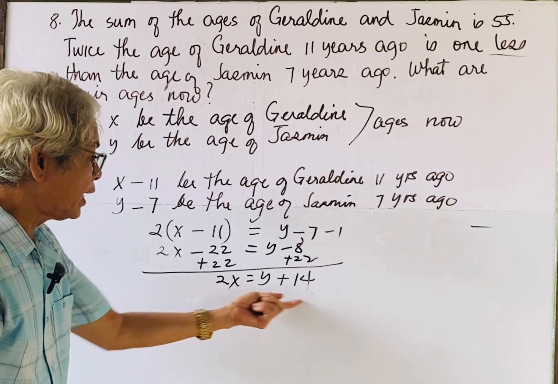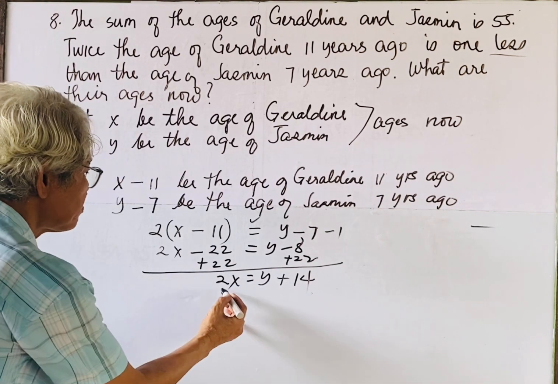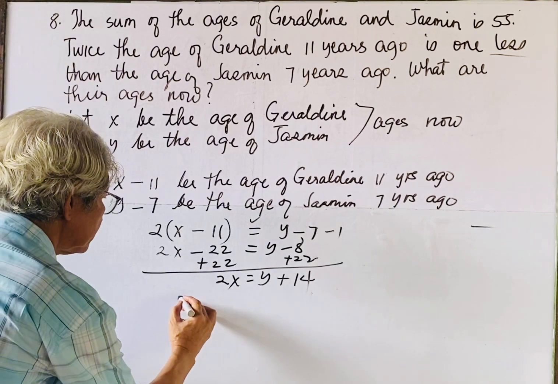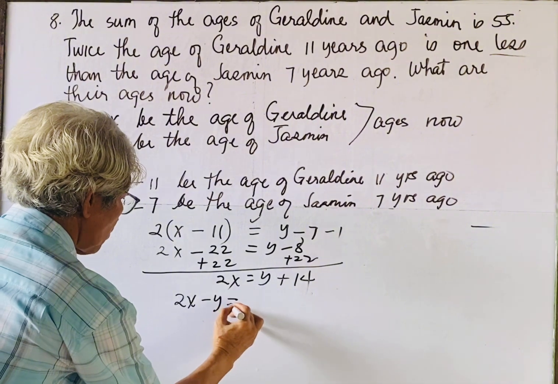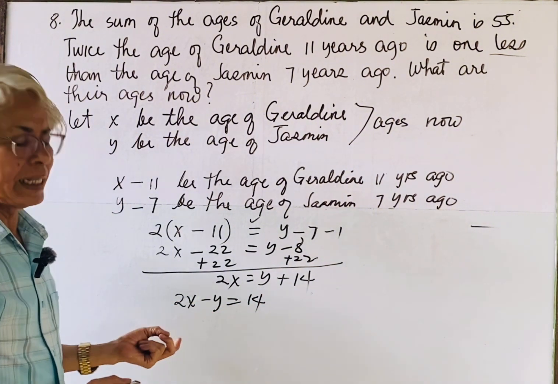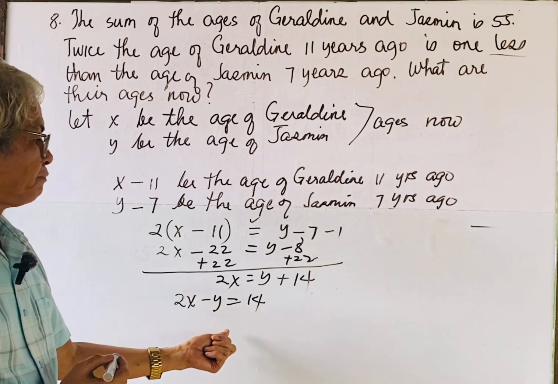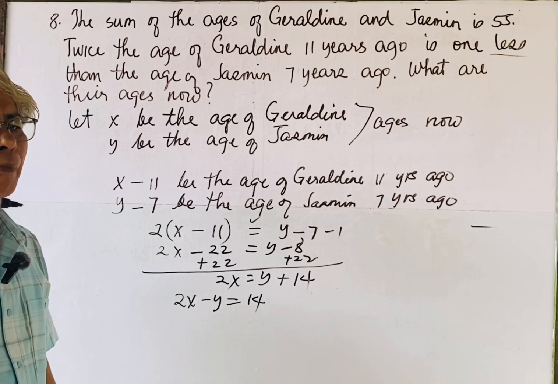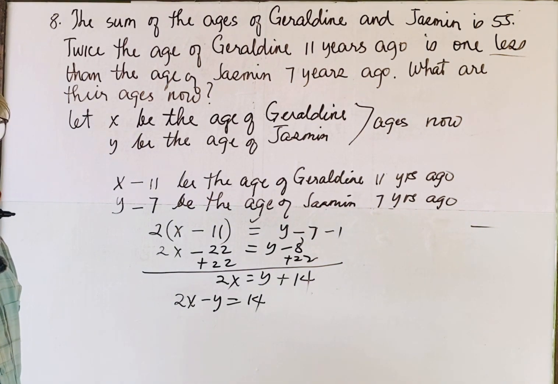And then, tanggalin natin yung ating y doon. Okay. Ating ayusin to. So that will be 2x negative y equals 14. Ito yung ating equation na gagamitin. Okay, dahil magkaiba sila ng variable, kailangan pa tayo makakuha ng isa pa na equation.